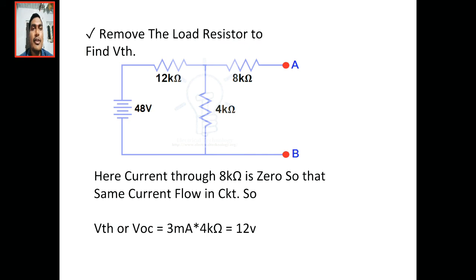48 by 12 plus 4, 16. So 48 by 16 gives the 3 milliamps. So 3 milliamps is the current and 4 kilo ohms is the resistance, where we have to find the voltage. That voltage is 12 volts. I already told that the voltage across 4 kilo ohms is the open circuit voltage. So that is 12 volts. That is the open circuit voltage or Thevenin's voltage.